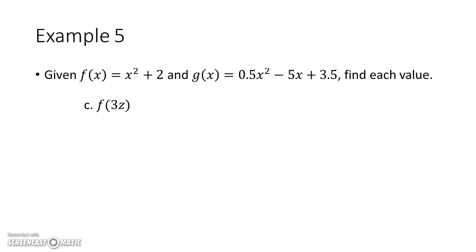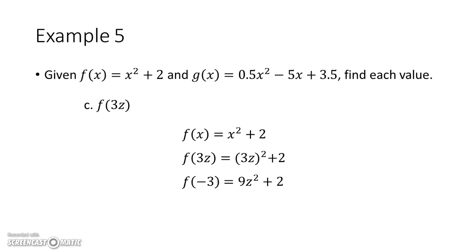Okay. This one we're going to do f of 3z. So wherever there's an x in f of x, we're going to put 3z. So we're going to substitute that in. We're going to square: 3 squared is 9, z squared is z squared. So we get 9z squared plus 2.